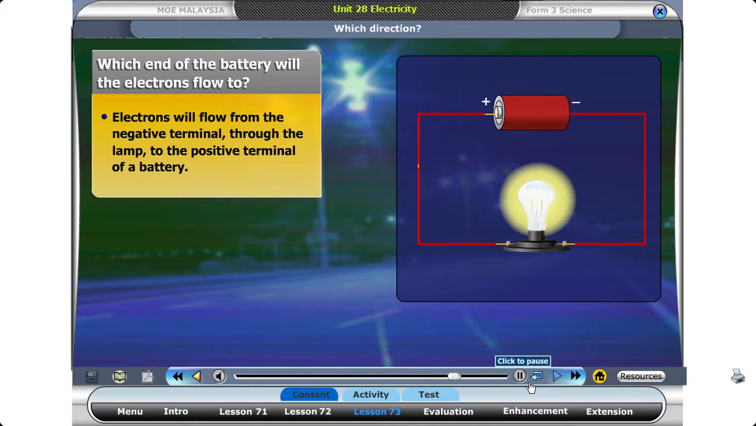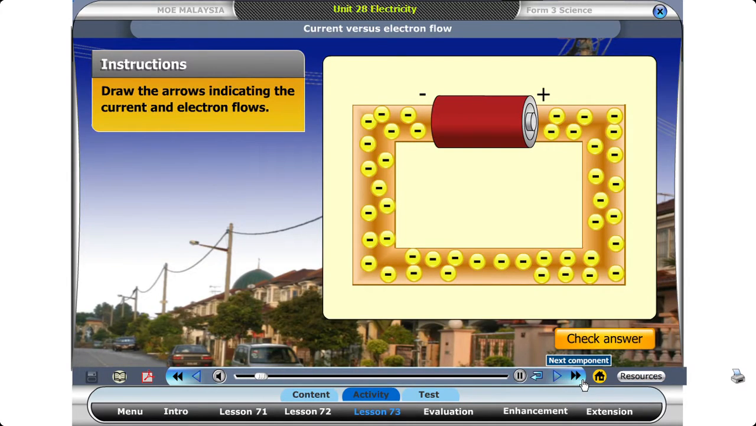Let's look at the question again. Which end of the battery will the electrons flow to? Electrons will flow from the negative terminal through the lamp to the positive terminal of a battery. Look at the diagram. In your activity sheet, draw arrows indicating the current and electron flows in this circuit. Click on the Check Answer button to check your answers.